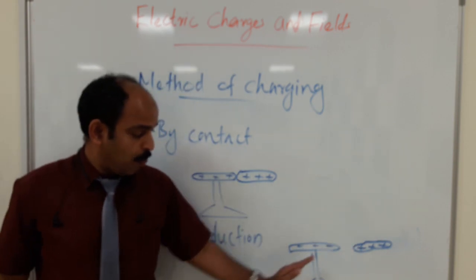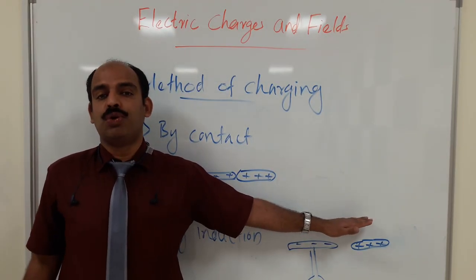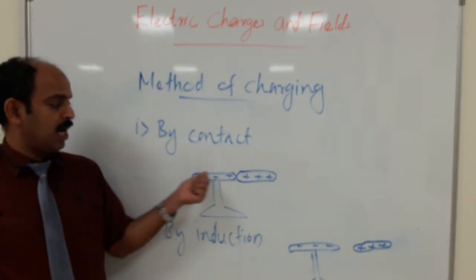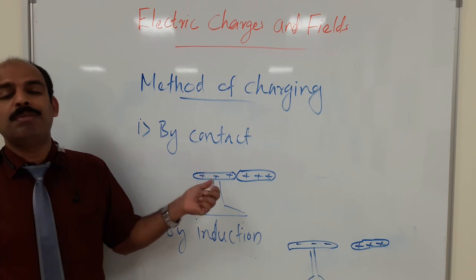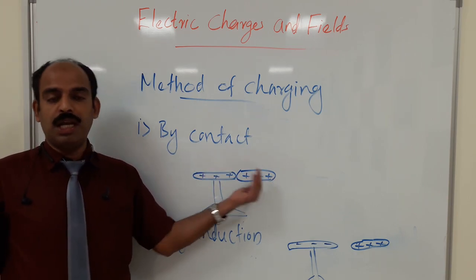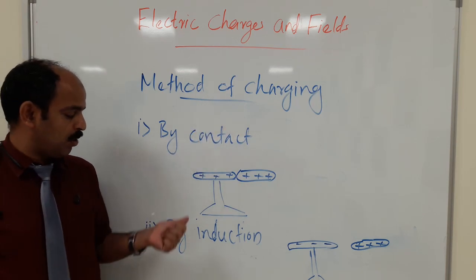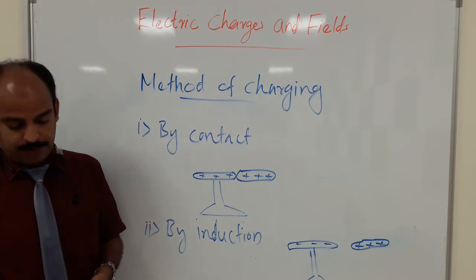In induction, an opposite charge is produced on the object. In the case of charging by contact, the same charge is transferred to the object. So there are two methods of charging: by contact and by induction.